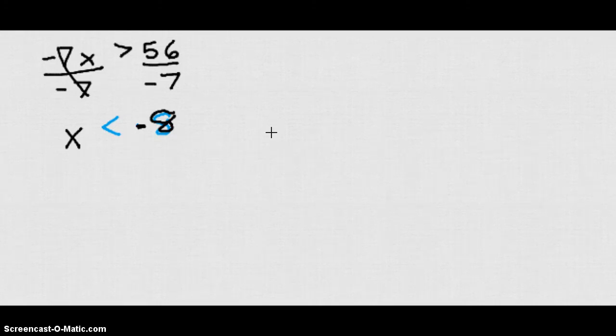So we'll get some practice on that in class, but that concludes our lesson on how to multiply and divide inequalities.